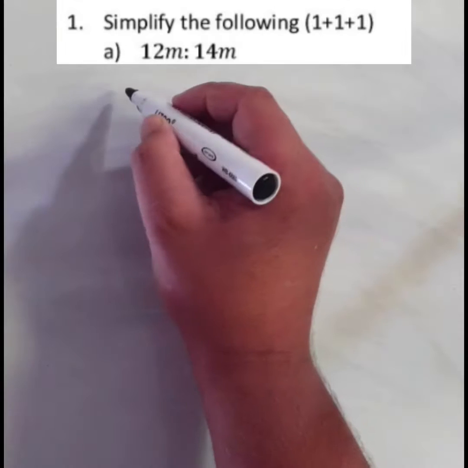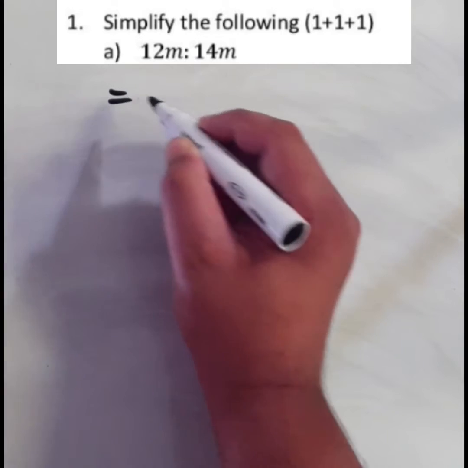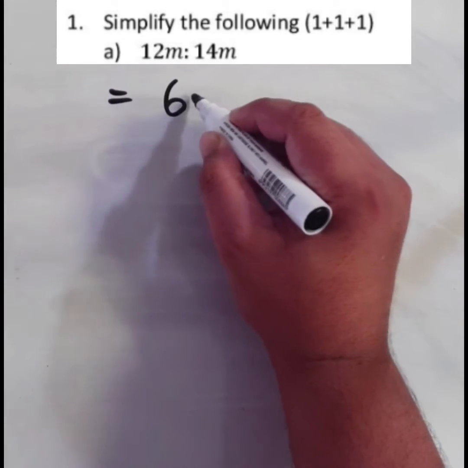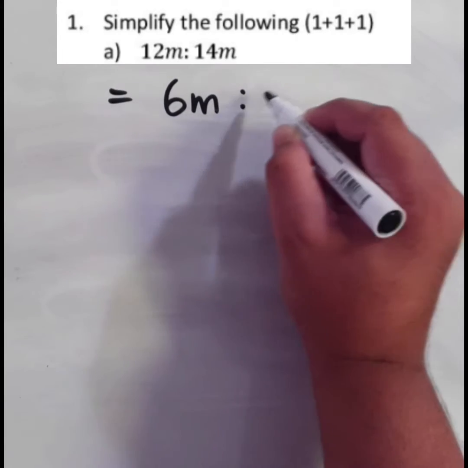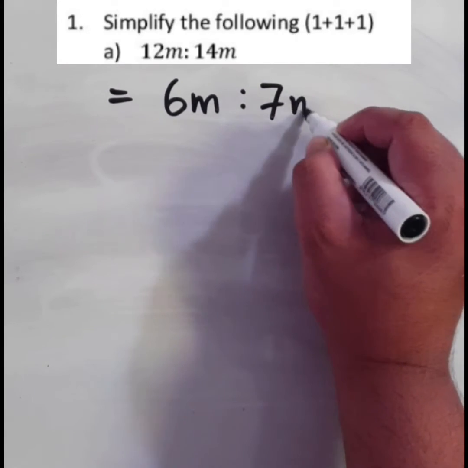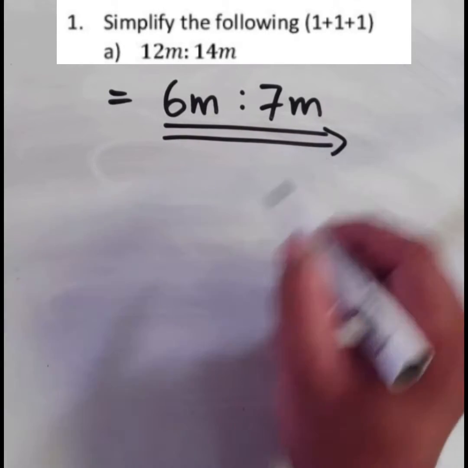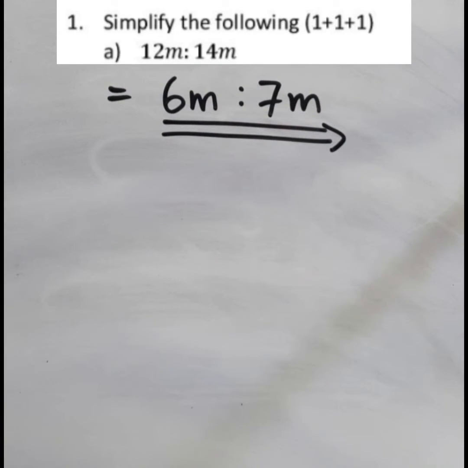So let's begin with number 1. We're going to simplify 12m to 14m. So first of all, we find the highest common factor of both numbers, which is 2. Then we divide both numbers by 2. So 2 goes 6 times into 12m, and 2 goes 7 times into 14m. So our final answer will be 6m to 7m.